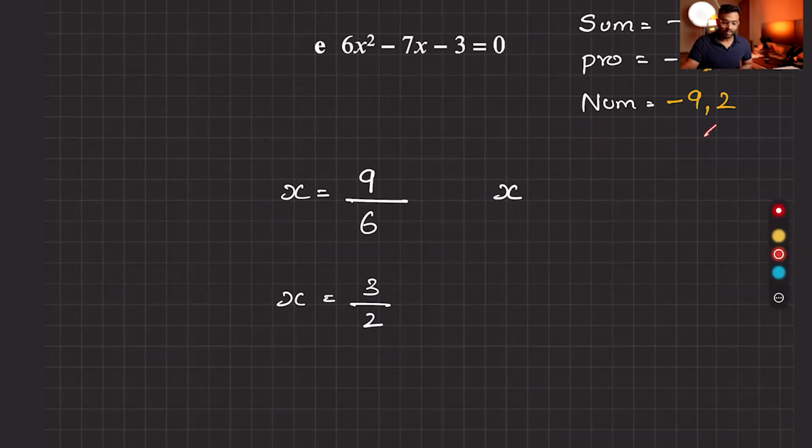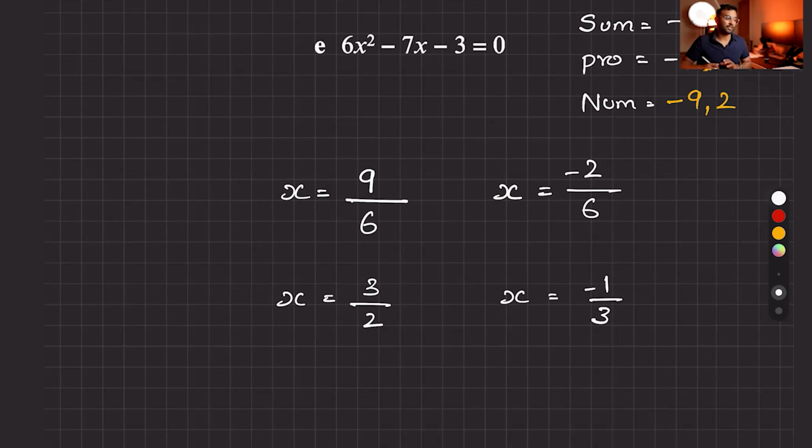And then the next one, which is a positive 2, but we will change the sign, so that will become a negative 2. And then we will divide it by 6. So that would become minus 1 by 3. Done. These are your solutions.